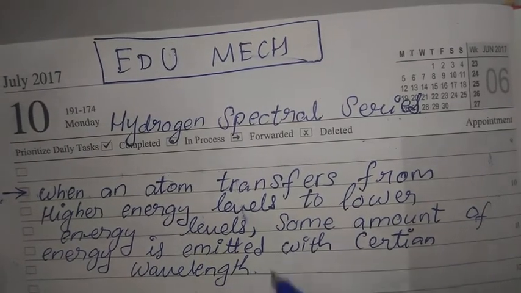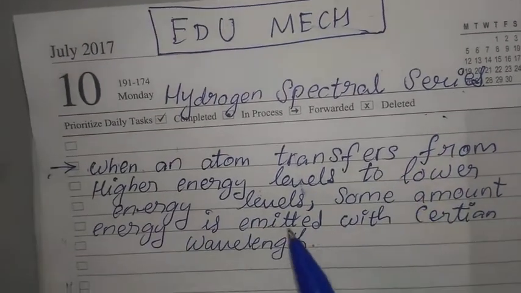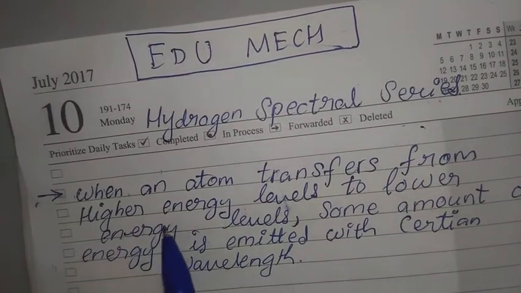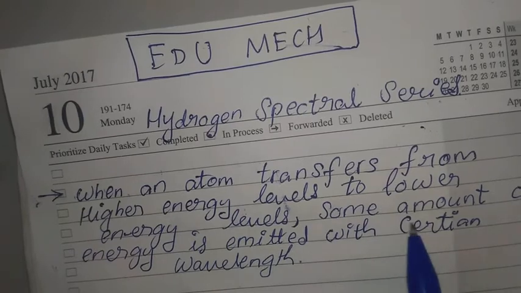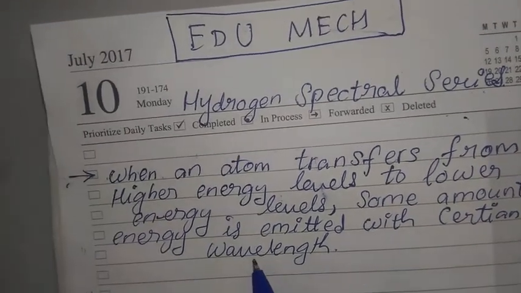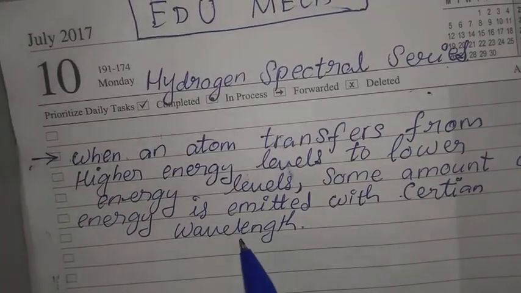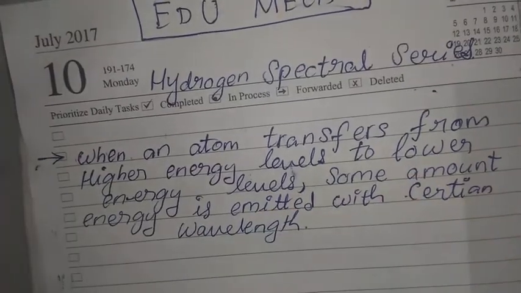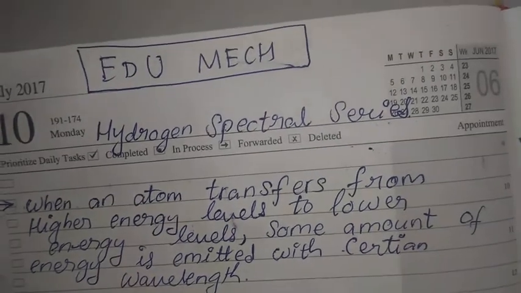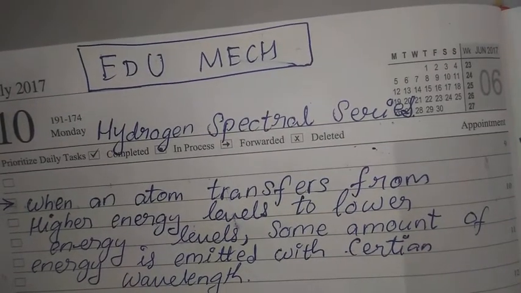So today's topic is Hydrogen Spectral Series. Basically, when an atom transfers from higher energy levels to lower energy levels, some amount of energy is emitted or absorbed with a certain wavelength. We will see those energy emissions and wavelengths with the help of a graph.